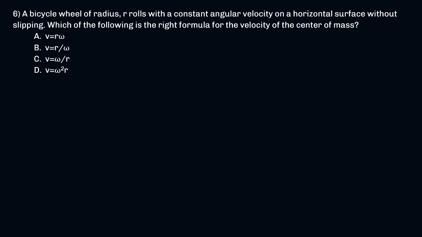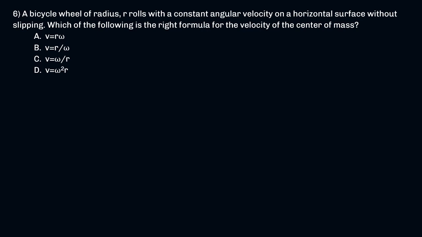Our answer choices here are v equals r times omega, v equals r over omega, v equals omega over r, or v equals omega squared times r. If I just want to find the translational velocity, the velocity of the center of mass, that's just going to be r times omega.